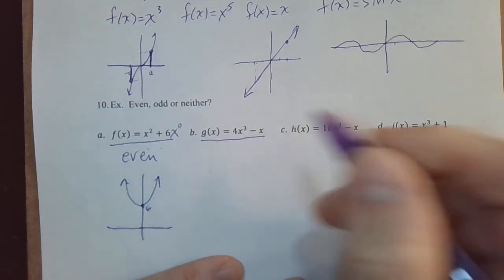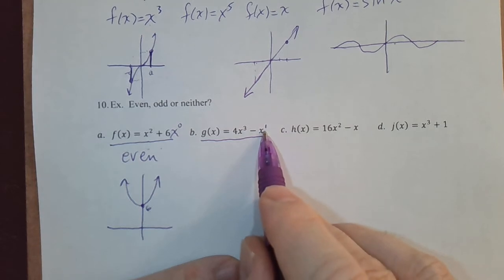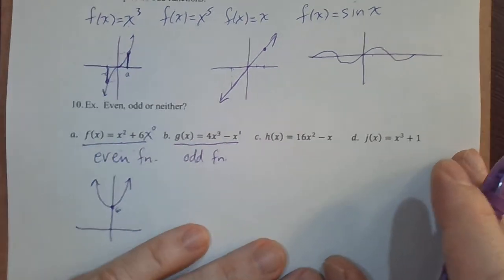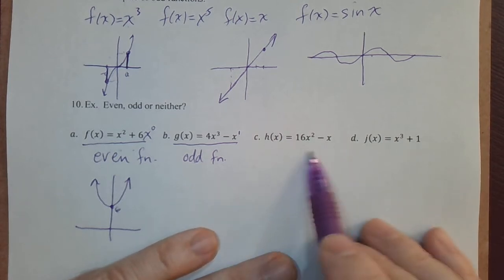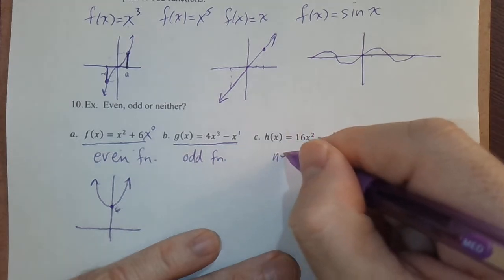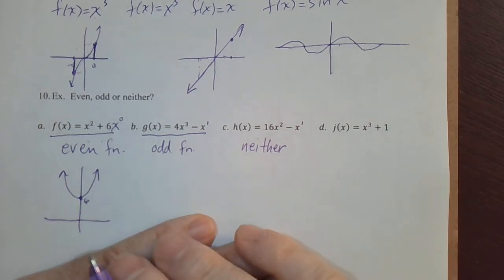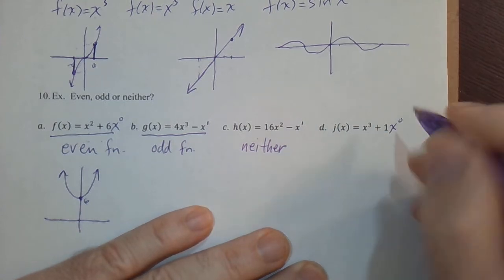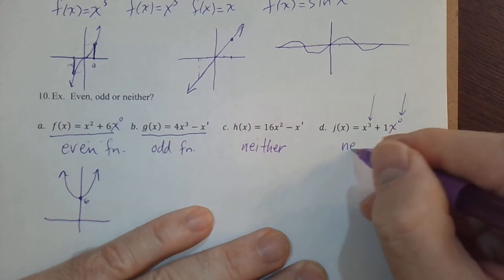How about this guy? Well, it's got two terms in it. That's got an odd exponent. This has an odd exponent. It was a 1. So that's an odd function. C, even or odd, or neither? Neither, because we have an x squared, 2 is even, and x to the 1 is odd. So this is neither. Last one, even or odd? Well, remember the constant term is like the constant times x to the 0. So we have an odd exponent and an even exponent, so that's neither.